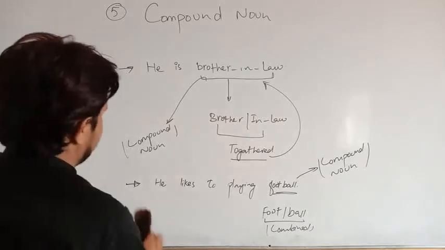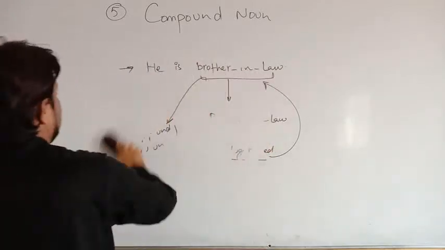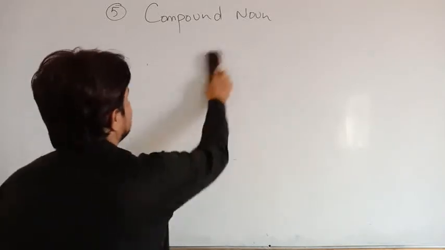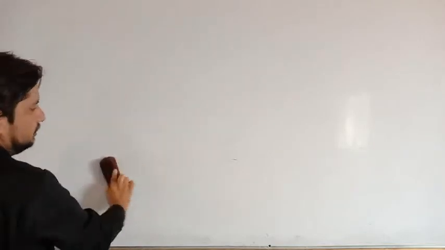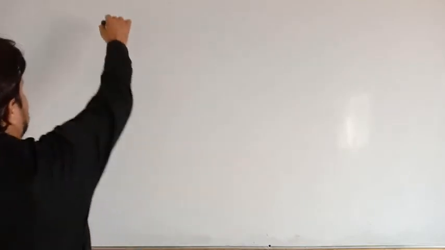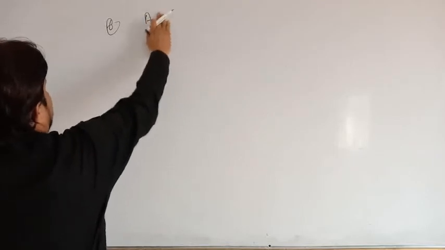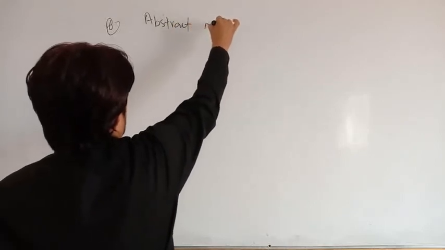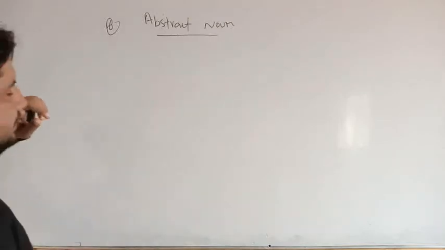I hope you would have taken screenshots. You would have covered this topic effectively. So right now I'm moving toward the sixth type, which is known as the abstract noun. It is not asps, it is abstract. What does it mean when we call it an abstract noun?